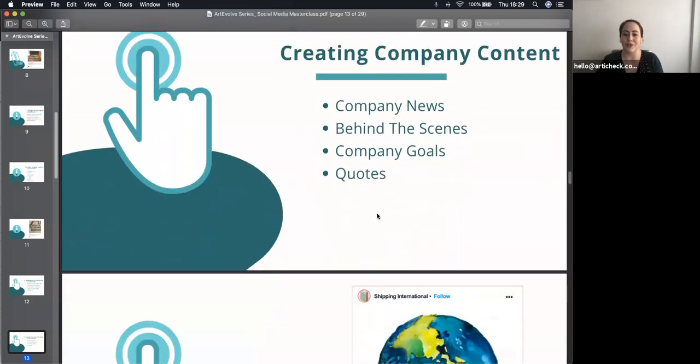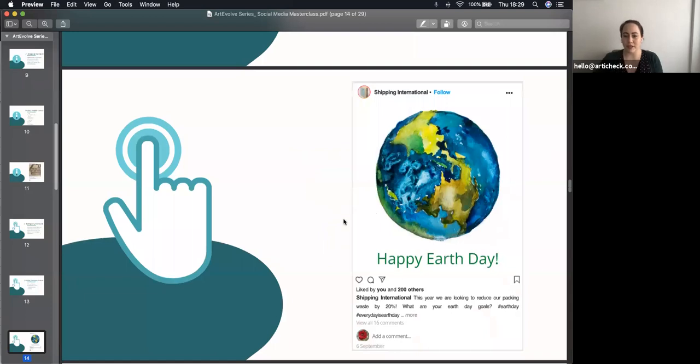Okay, so here's an example of that. Here we have Shipping International again. And we have Happy Earth Day. And they say this year we are looking to reduce our packing waste by 20%. What are your Earth Day goals? Earth Day, every day is Earth Day. So this would just be an example of a company talking about their goals. They didn't need to be in the office to take any images. They didn't even need to be open to be able to post this, okay?